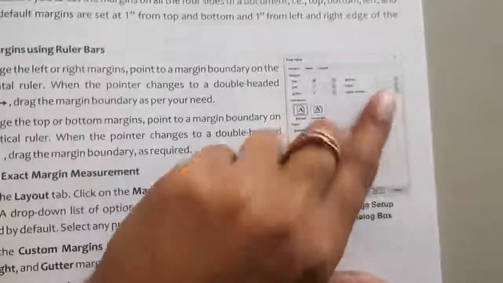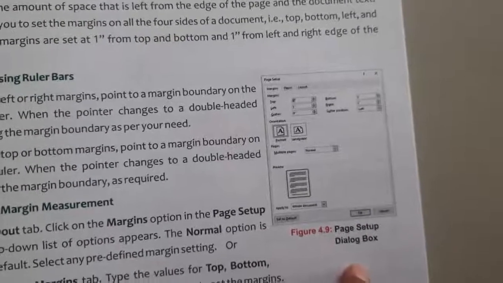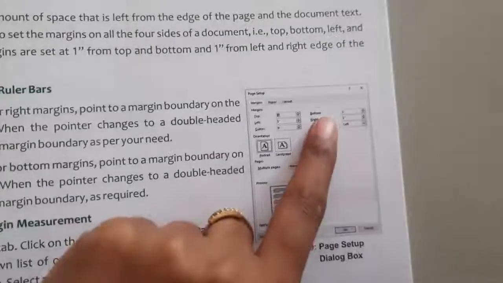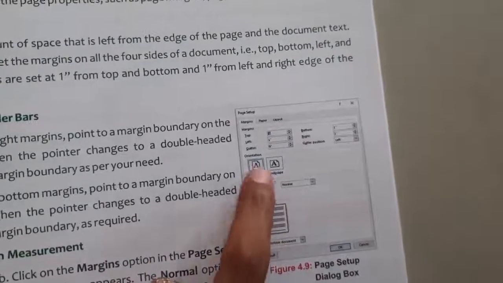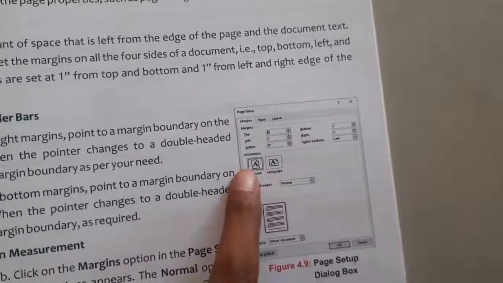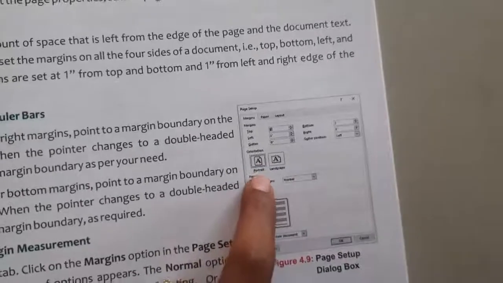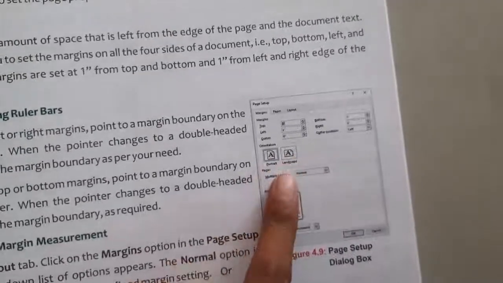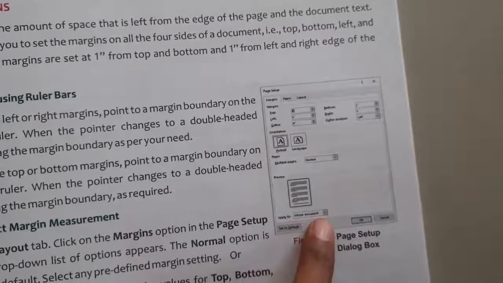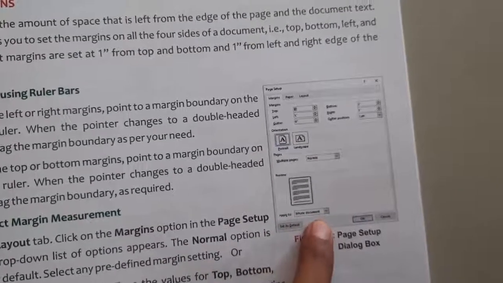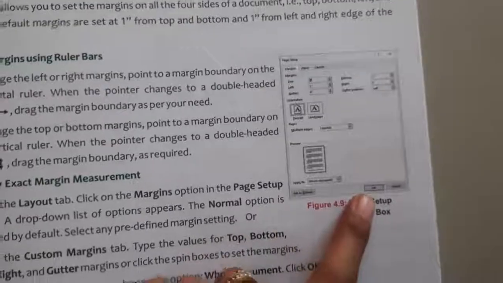As you can see, this is the page setup dialog box. Here you can mention the top, left, bottom, right, and the gutter position, and from here you can also set the orientation, that is portrait orientation or landscape orientation. For apply to, here you have to select the whole document option and then click on the OK button.